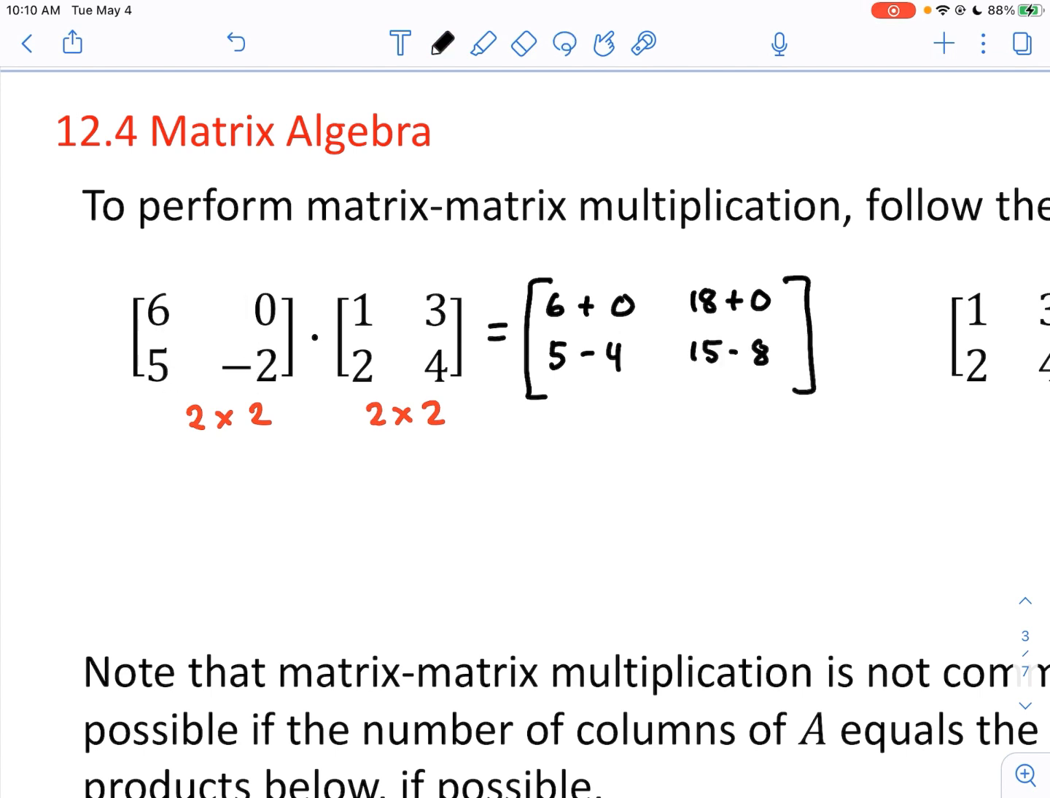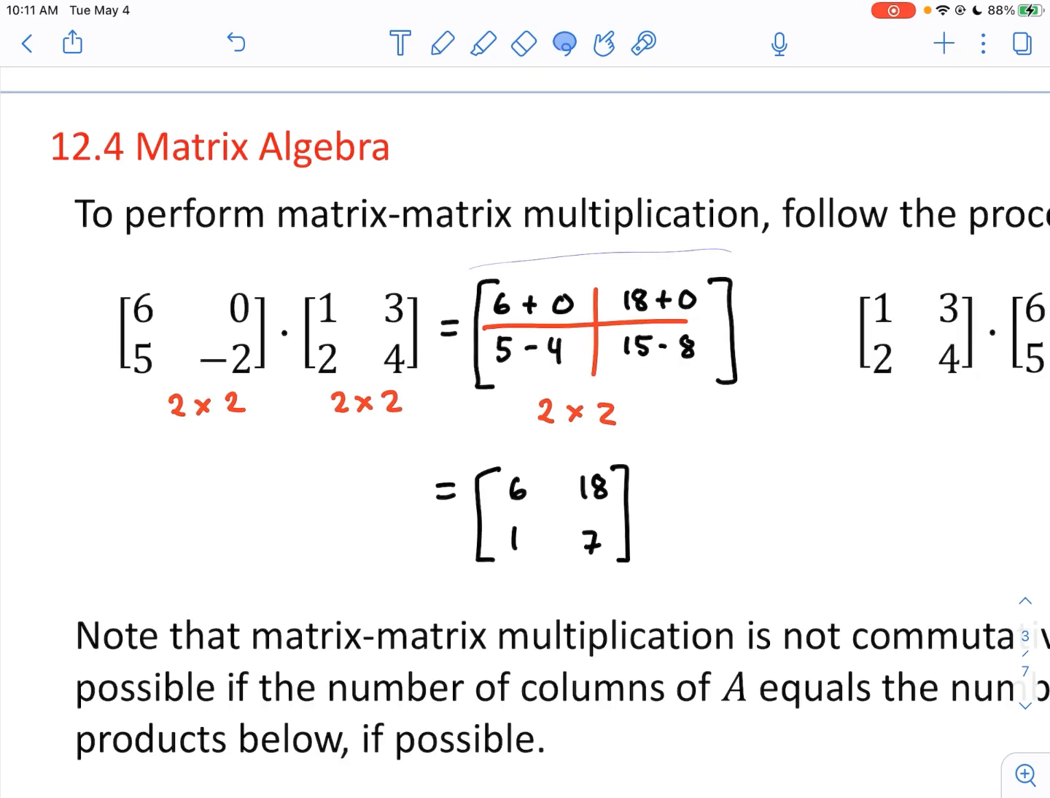Now this matrix over here on the right, it is a 2 by 2 again. And now you just want to simplify each of those entries. And 6 plus 0 is 6, 5 minus 4 is 1, 18 plus 0 is 18, and 15 minus 8 is 7. So here's the product matrix. It's a 2 by 2. You'll get to the point where you don't need to write this step here, and you can keep track of the arithmetic that's happening and go straight to an answer. But that takes practice and keeping track of numbers in your head pretty well.